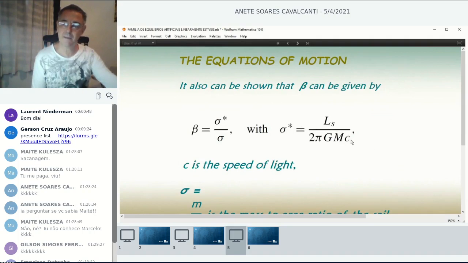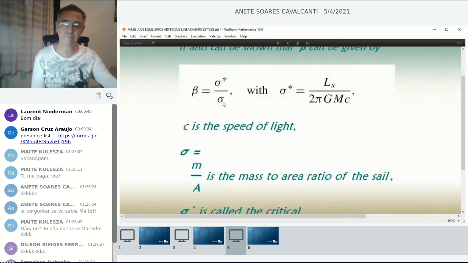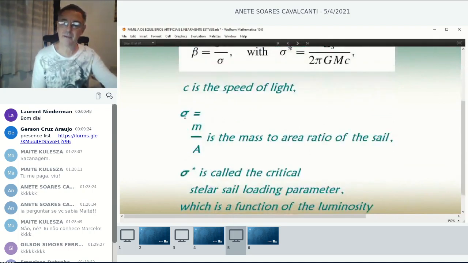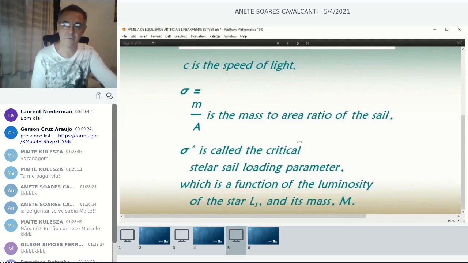Big L is the luminosity of the star, c is the speed of light, m is the mass of the star, G is the gravitational constant. The sigma without the star is the mass to area ratio of the sail. It's a very important parameter because you're going to see that for the sail to be effective, it has to have a small sigma parameter, either a very small mass or a very large area. This is one of the problems to deal with the sails.